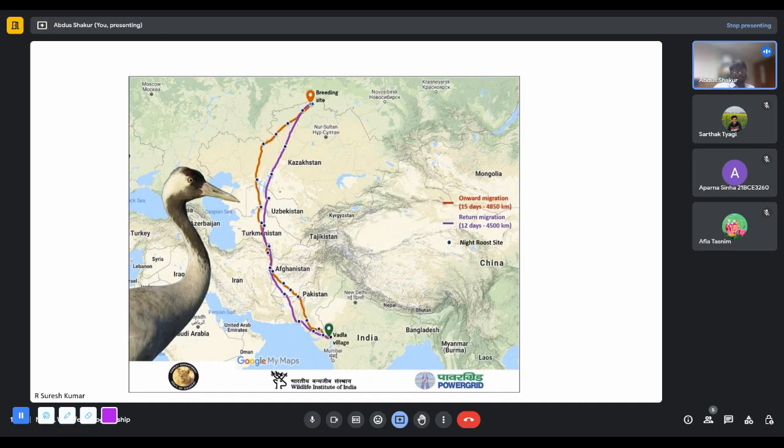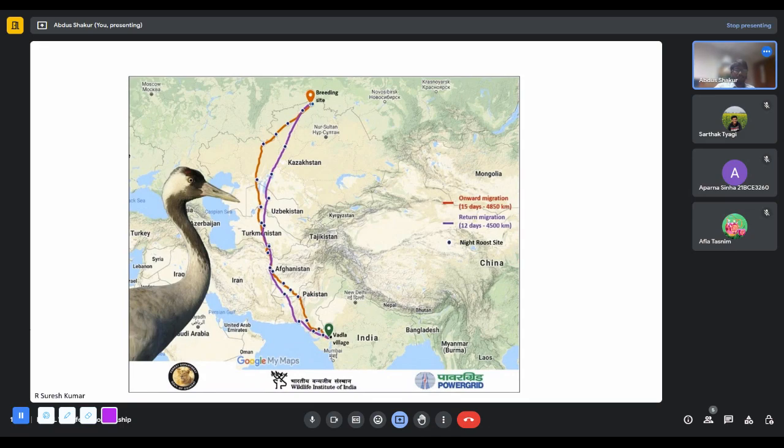So this species is using the Central Asian flyway. So this is one of the advantages of using GPS devices for tracking species. We can understand the migratory paths of the species. When does the migration start? When does the migration end?